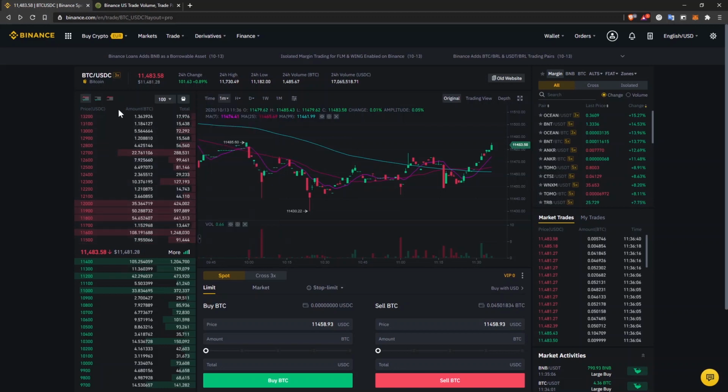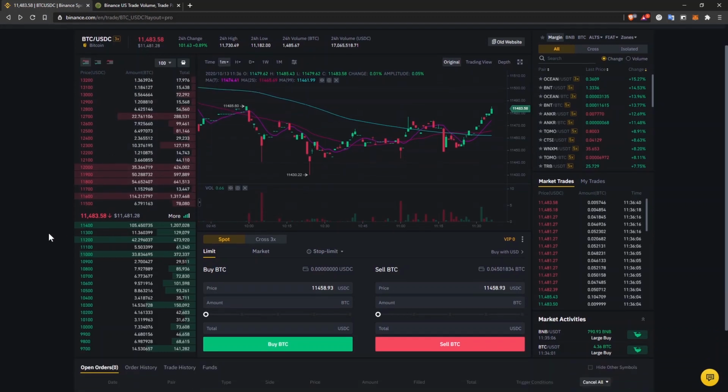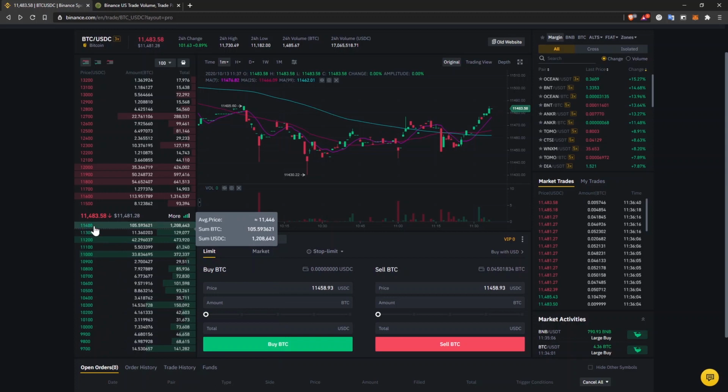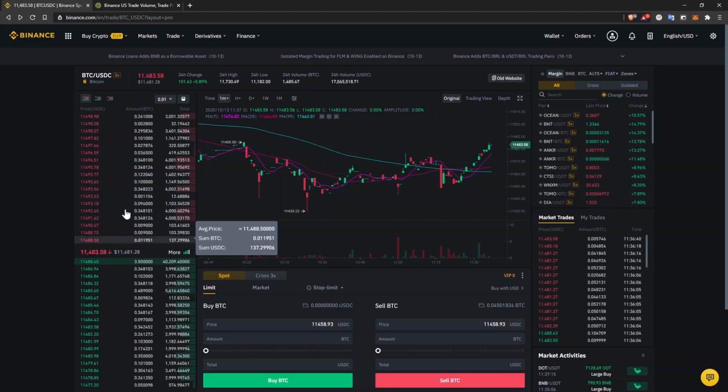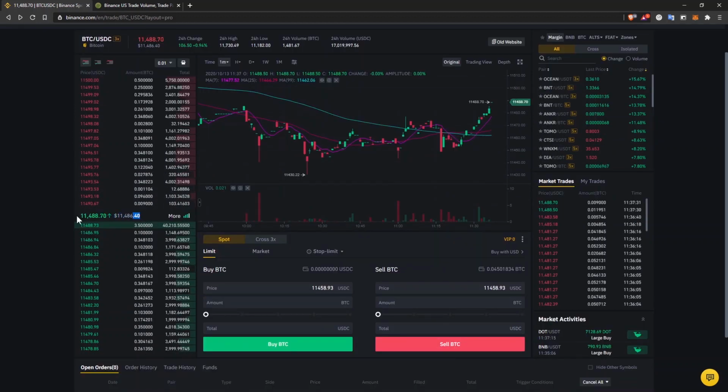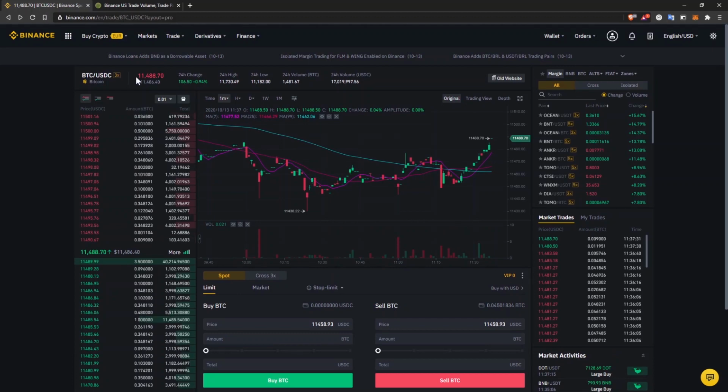So up here are the persons that are selling Bitcoin, and down here there are people that are buying Bitcoin. There are people buying Bitcoin at $9,700 and up to $11,400. But usually you'll use the smallest precision when you're going to buy or sell your assets here. And this is the last price that Bitcoin was traded at, and is the same as this one right here.